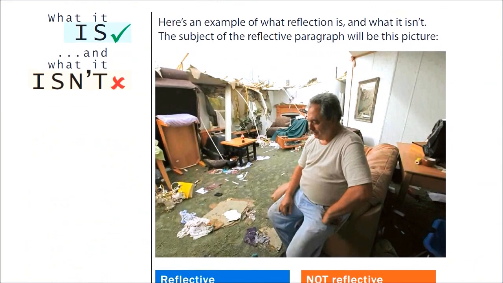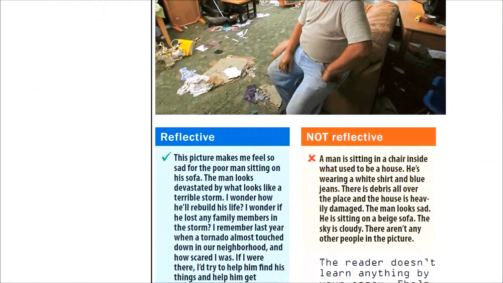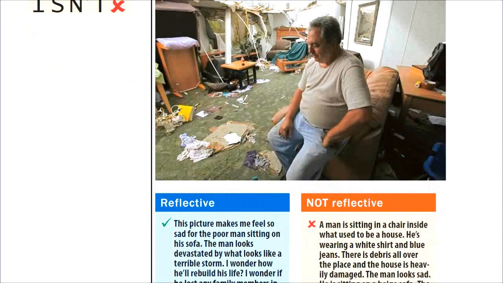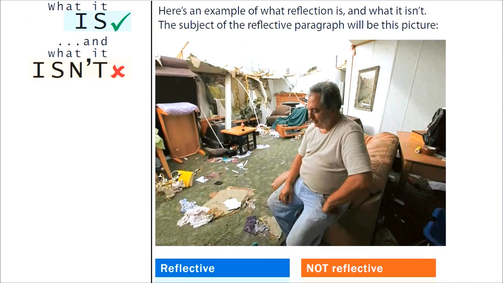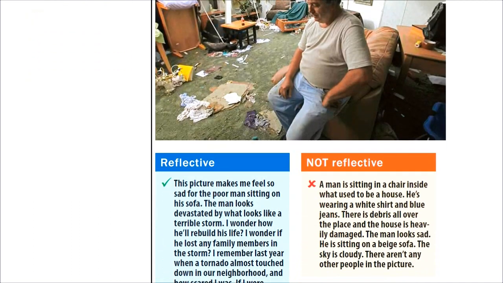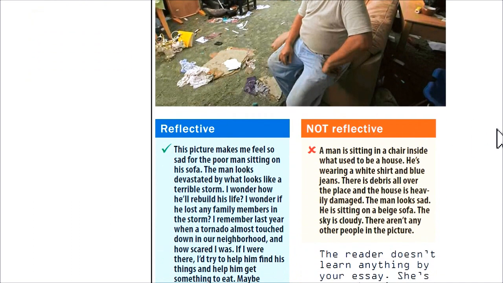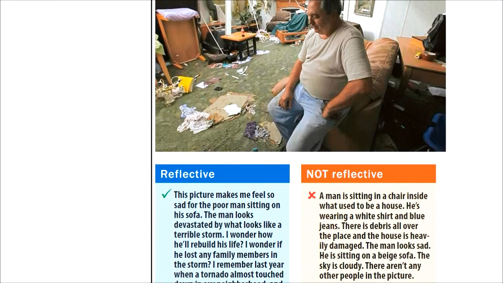So here's an example. Now, I'm not going to go through every single thing, but take a look at this picture, and say you had to write a reflection on this picture. Here's something that's not reflective. A man is sitting in a chair inside what used to be a house. He's wearing a white shirt and blue jeans. Okay, that's not reflective. That's just descriptive. But if you say things like, the picture makes me feel sad, I wonder how he'll rebuild his life, I wonder if he lost any family members.